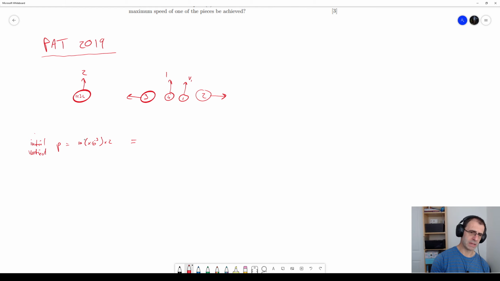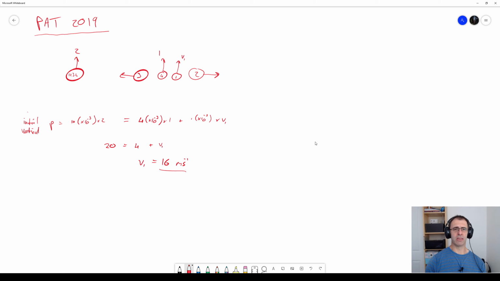The initial vertical momentum P must therefore be equal to the upward momentum of mass 4, times 10 to the minus 3 times 1, plus the upward momentum of mass 1, times 10 to the minus 3 times V1. As we can see, the 10 to the minus 3s are all going to disappear, so I can write this as 20 equals 4 plus V1. V1 equals 16 meters per second. So that's got the first one.